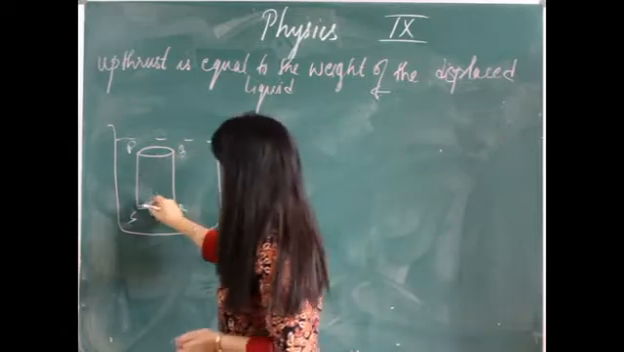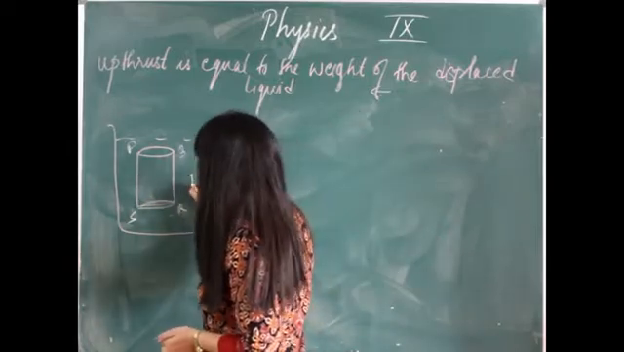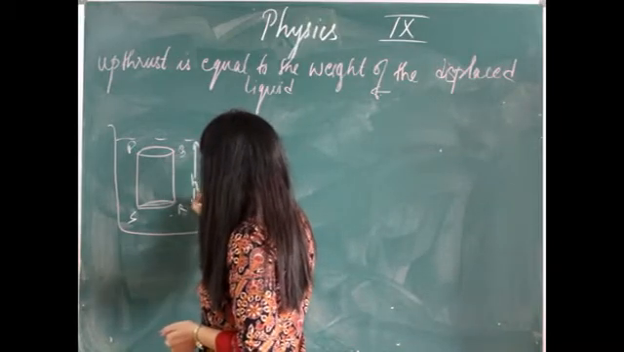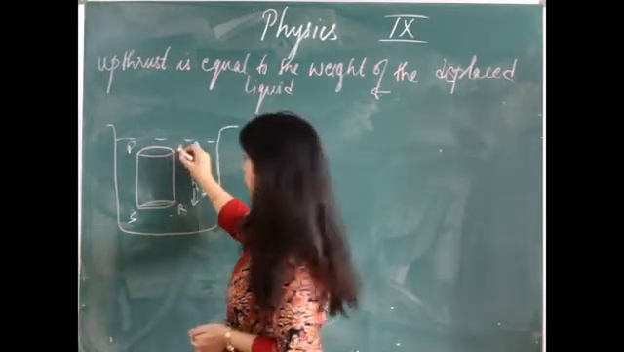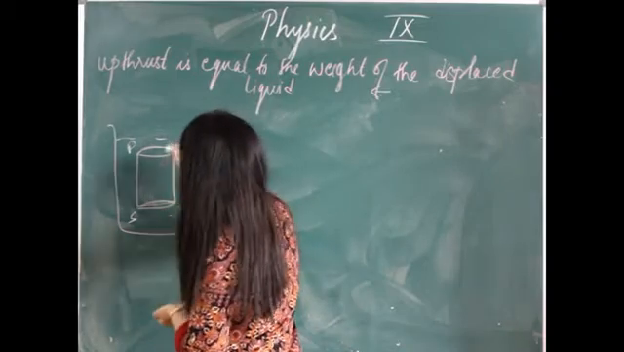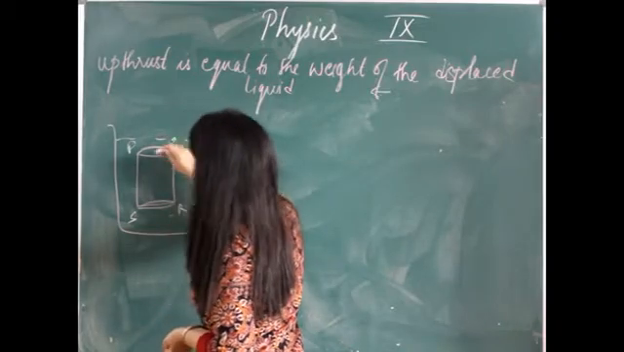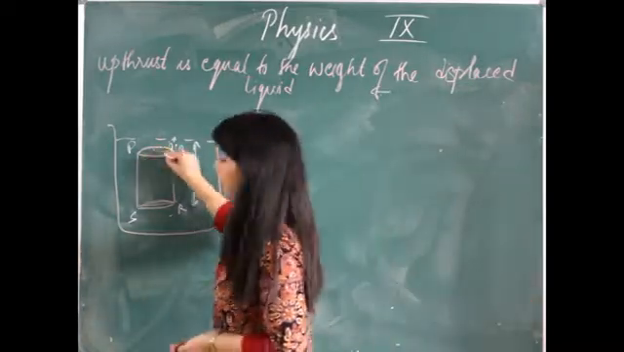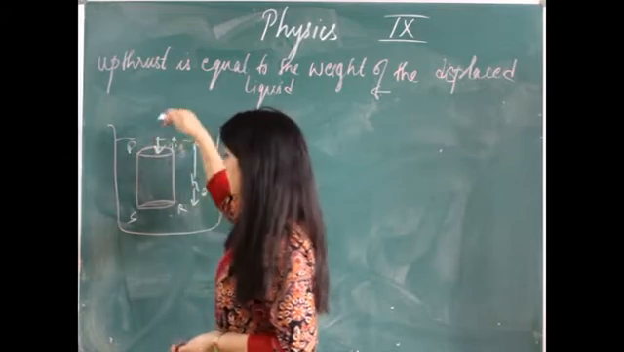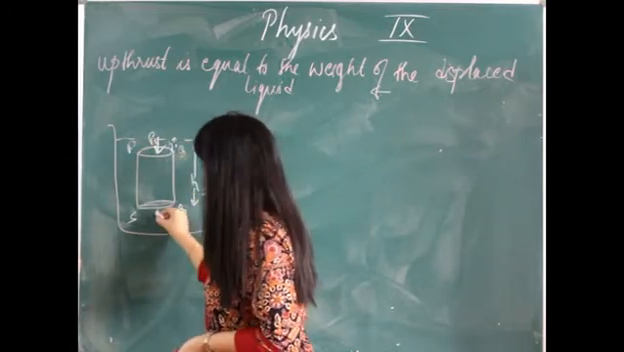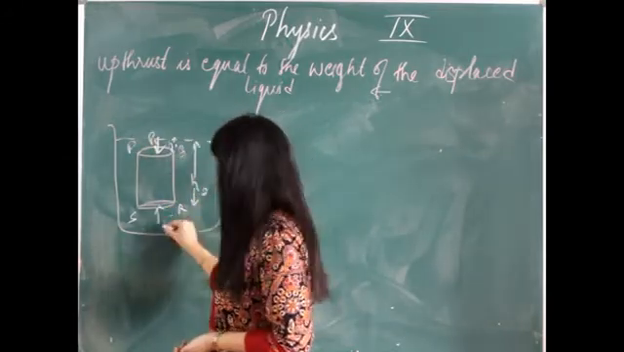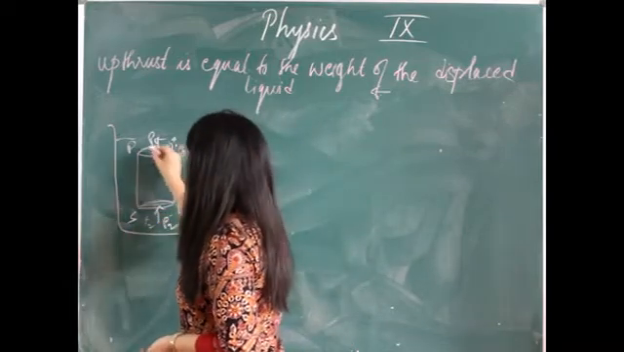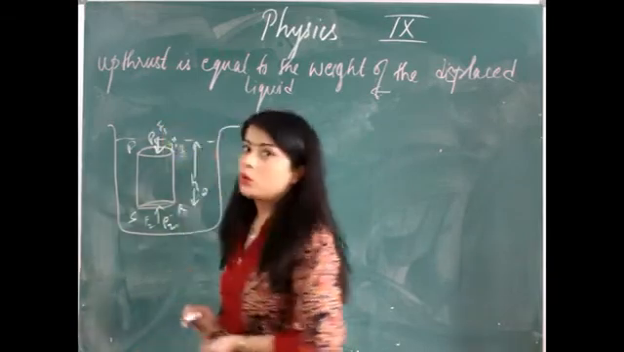Now the height for this bottom surface will be h2. The height for this top surface will be h1, because we know that there will be a difference of pressure at the surface. Now the pressure at the top surface will be downward, which is P1, and the pressure at the bottom surface will be P2. Similarly, the force over here will be F2, and the force over here will be F1.